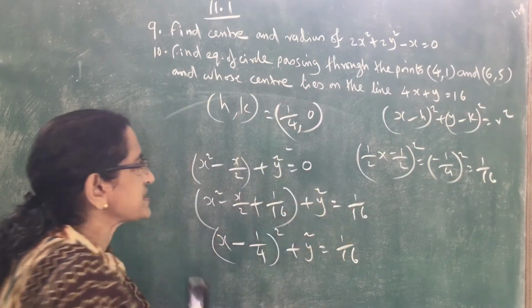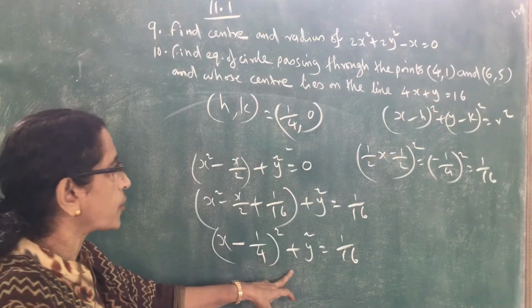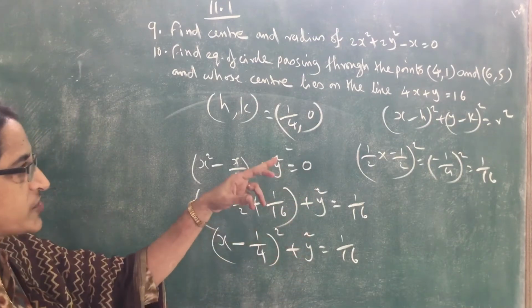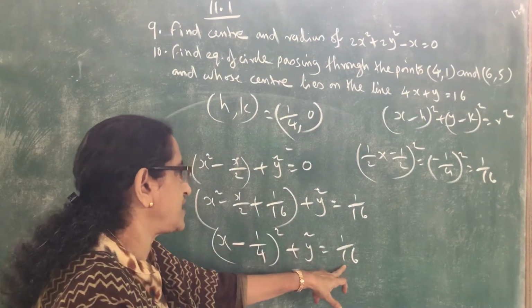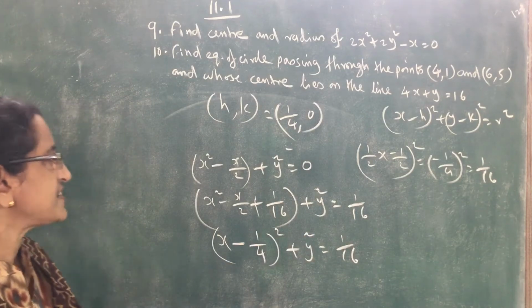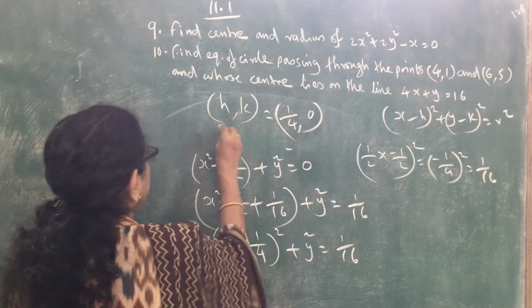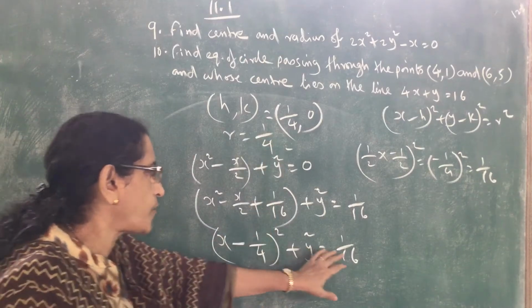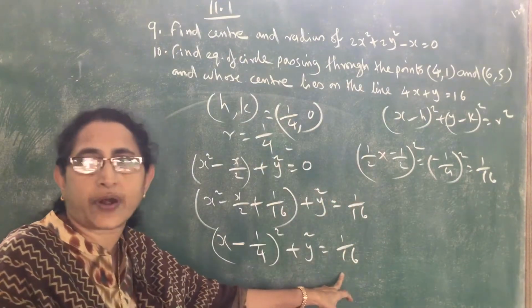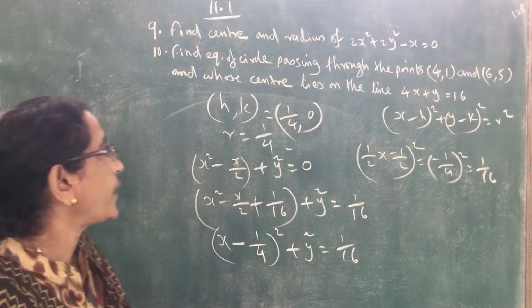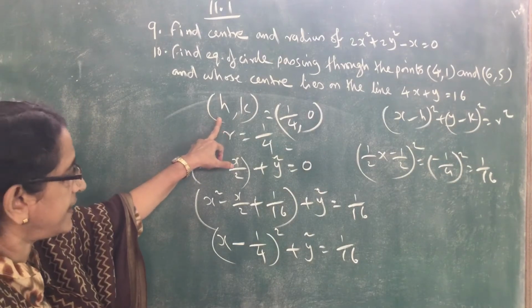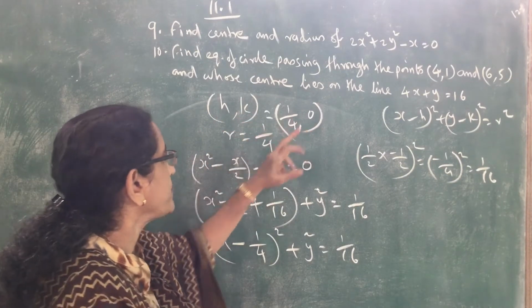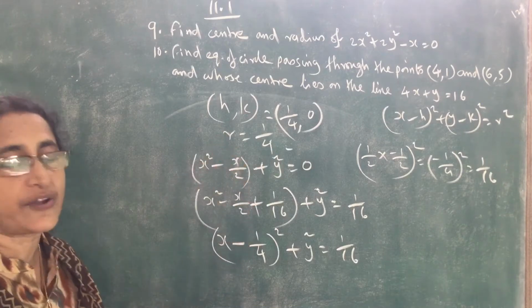So center of the circle is 1 by 4 comma 0, and in the place of r square, 1 by 16. Therefore radius r equal to 1 by 4. That is, square root of r square equal to 1 by 16. Therefore r equal to 1 by 4. So center h, k is 1 by 4 comma 0 and radius is 1 by 4.